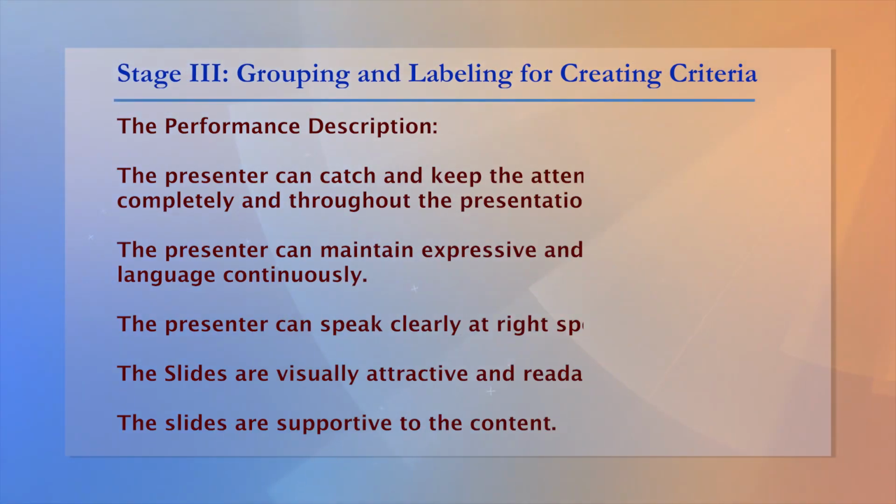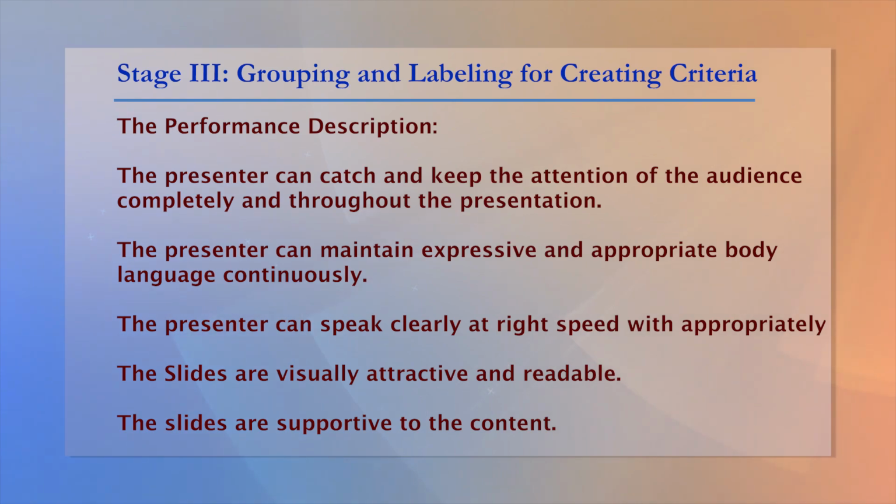Now, we will decide which kind of rubric we want to make. Here we will develop the analytic rubric, for which we will move forward to stage 3. Stage 3 is grouping and labeling for creating criteria. In this stage, the similar performance expectations are grouped together and labels are created for each group. For this, we need to start with the final list of highest performance expectations generated in the previous step. After this, we read the list carefully and begin to group together similar items.